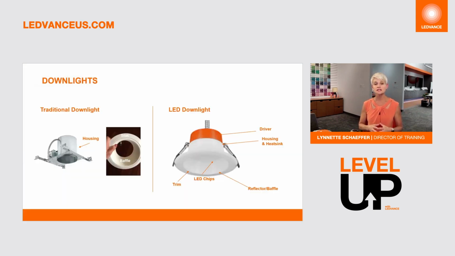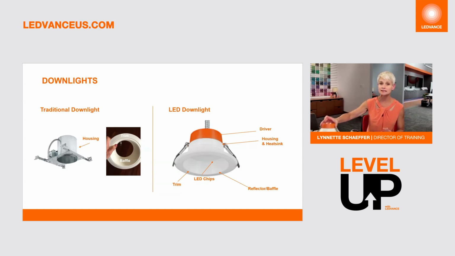So first of all, this is a side-by-side comparison of a traditional downlight and also an LED downlight. So you probably recall traditional downlights have a housing, they have a trim, and they also have a baffle, and many times they are all individual separate parts and components when it comes to traditional technology. That is not the case anymore with LED downlights.